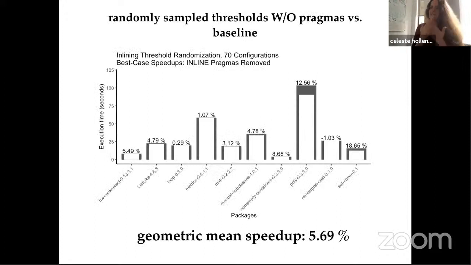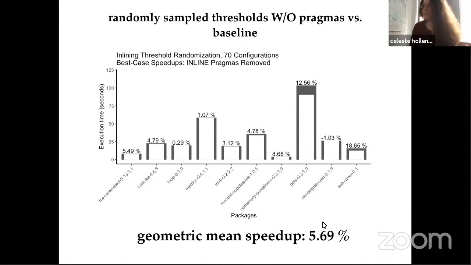Okay, so the slide that we're looking at now is among that data set of those different configurations, we're going to take the best case configuration for each project. So assuming that we had the best configuration for each project and we magically knew how to arrive upon that, what's the geometric mean speed up that we get? It's 5.69%.